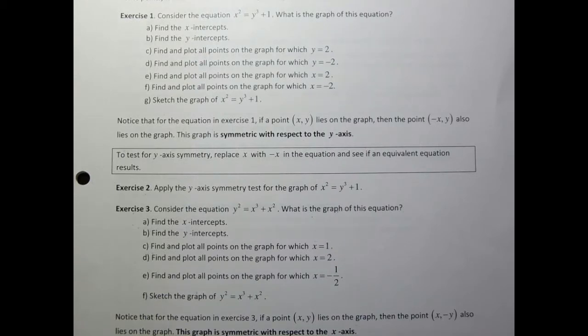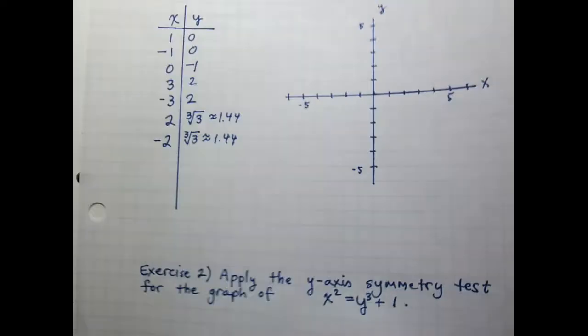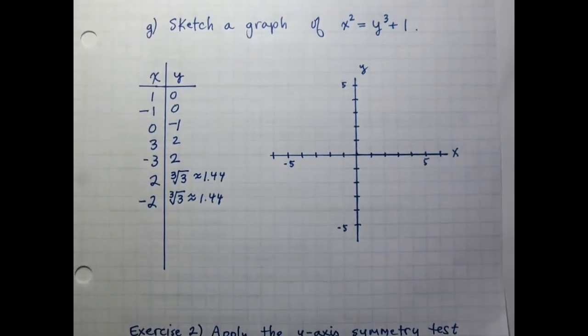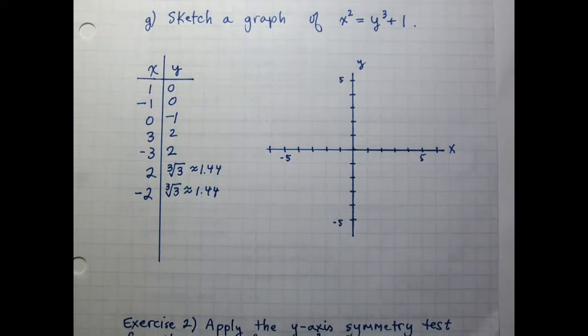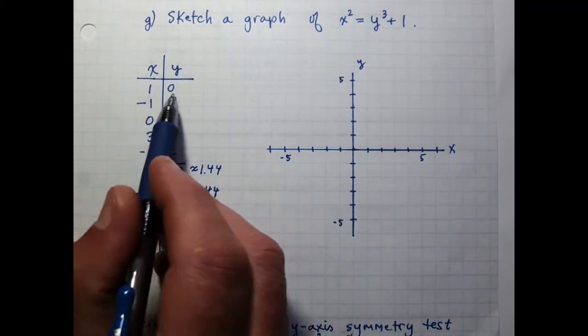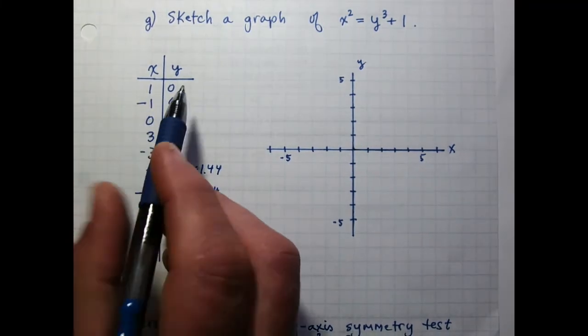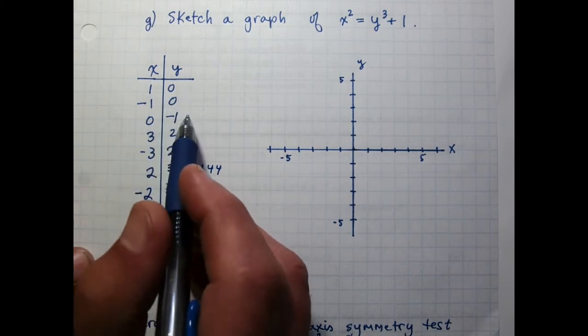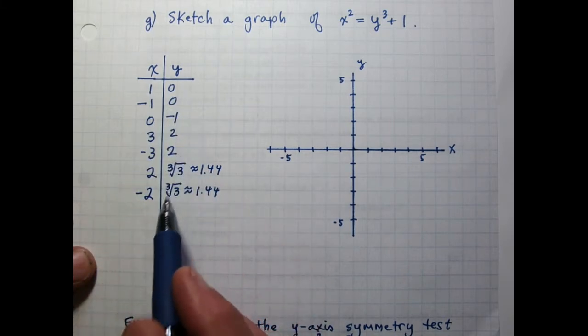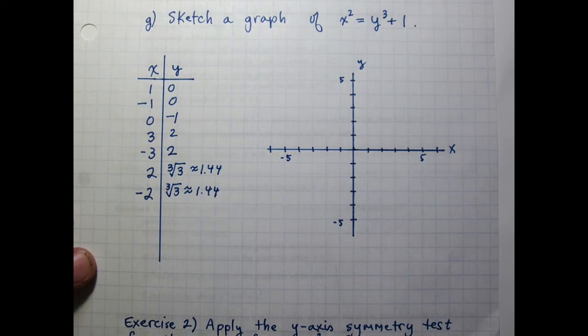So we're going to pick up where we left off on exercise 1. We're ready to try to sketch a graph of this equation. We're at part G. And on this separate sheet, I wrote down the coordinates of all the points we found so far. We found the x-intercepts, y-intercepts, and a few other points. Let's see if we can sketch a graph.